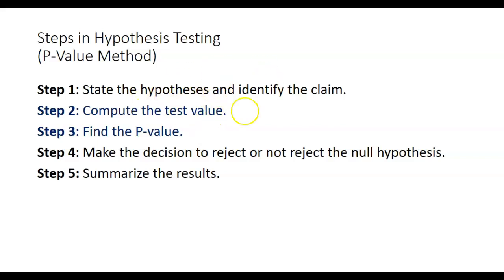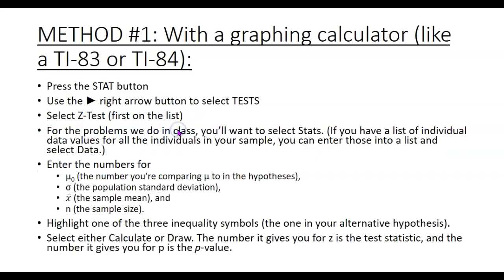And there are different ways you can do that depending on what technology you have available. So I'll describe a few different methods and you can decide which one you want to use based on what you have available and what seems easiest to you. Then step 4 and step 5 we talked about last time. Make the decision to reject or not reject the null hypothesis, and then summarize the results. So what I still have to explain is steps 2 and 3.